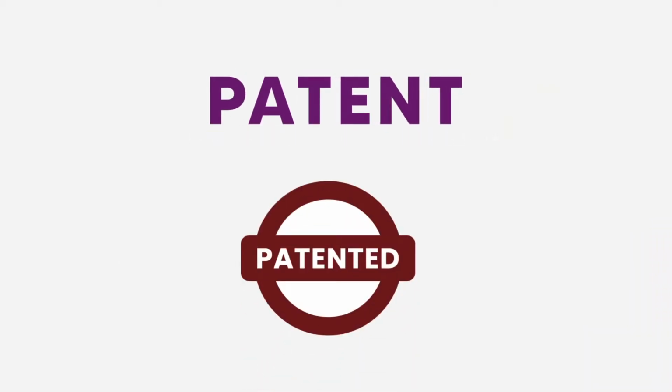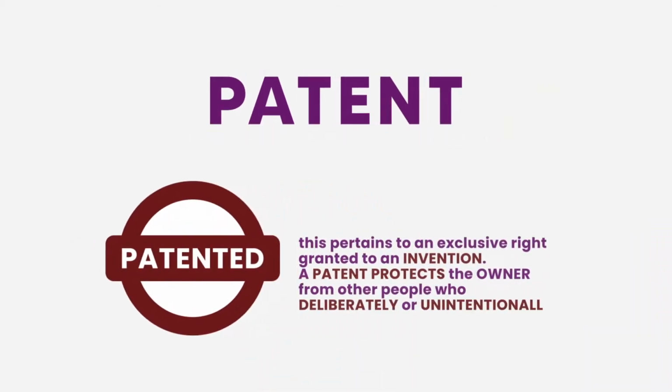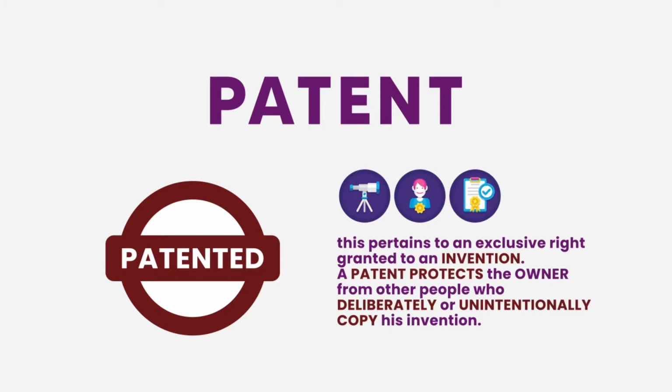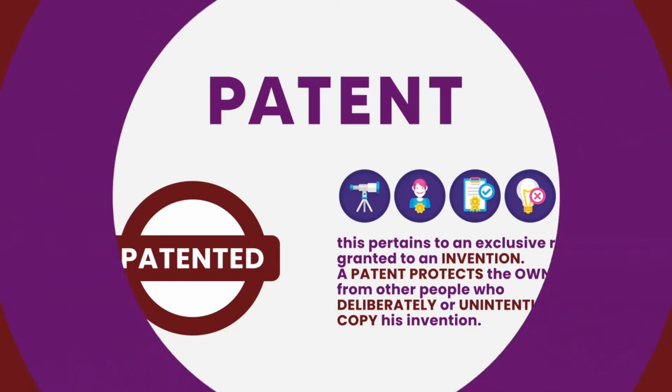Patent pertains to an exclusive right granted to an invention. Just like the copyright law, a patent protects the owner from other people who deliberately or unintentionally copy his invention. When a scientist is granted a patent, it means that he has exclusive rights to the invention or product.